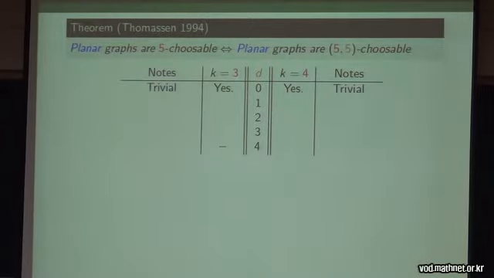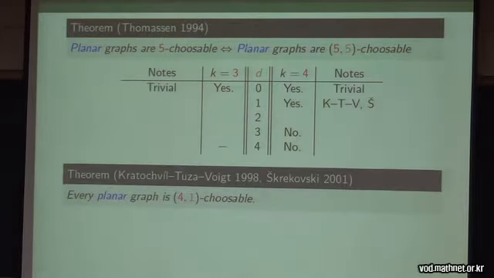Right? So if d is 0, because every graph is (1,0)-choosable, it's going to be (4,0)-choosable and (3,0)-choosable. And if I look at that second column, when k equals 4, we know there exists a planar graph that's not 4-choosable, because Voigt, for example, constructed this planar graph that's not 4-choosable. But by easily modifying the lists of her construction, you can also construct a planar graph that's not (4,1)-choosable. So these are some negative results, but there are also some positive results by Kratochvíl, Tuza, Voigt, who prove that every planar graph is (4,1)-choosable.